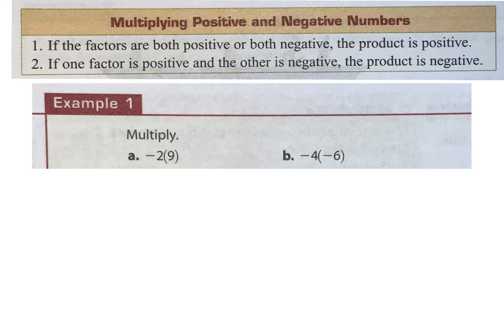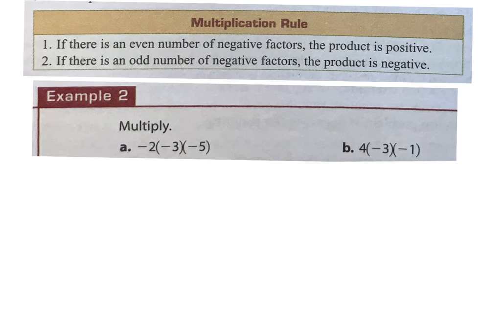So the first one's very simple, this example. 2 times 9. What is 2 times 9? 18. And I have one positive and one negative. So what is my answer? Negative. And I am done. B, 4 times 6 is what? 24. I have a negative and a negative. So what is my answer? Positive. Very simple.